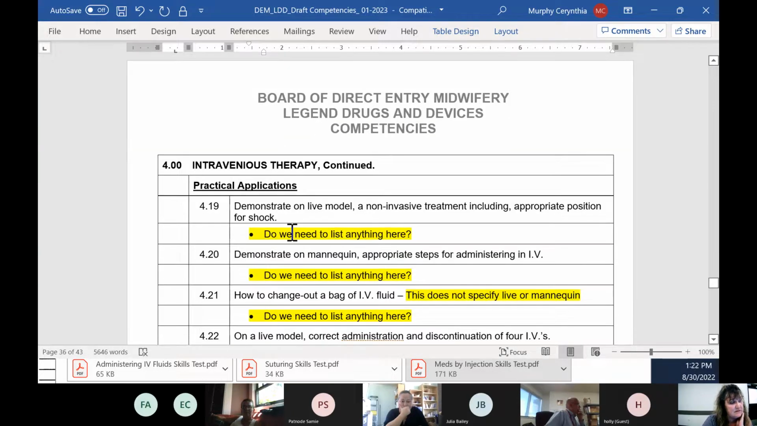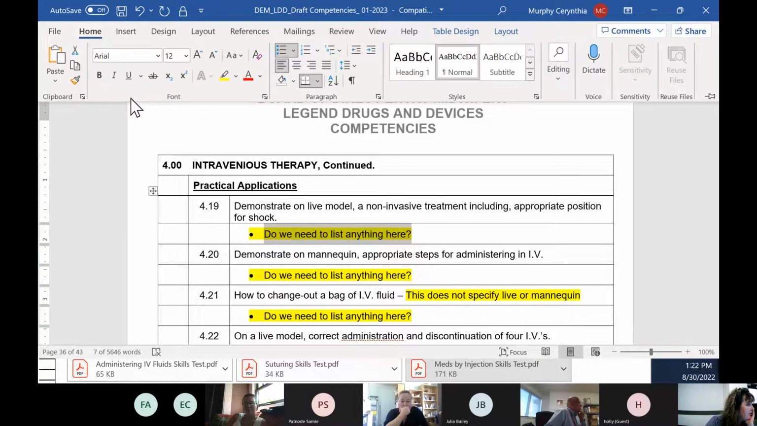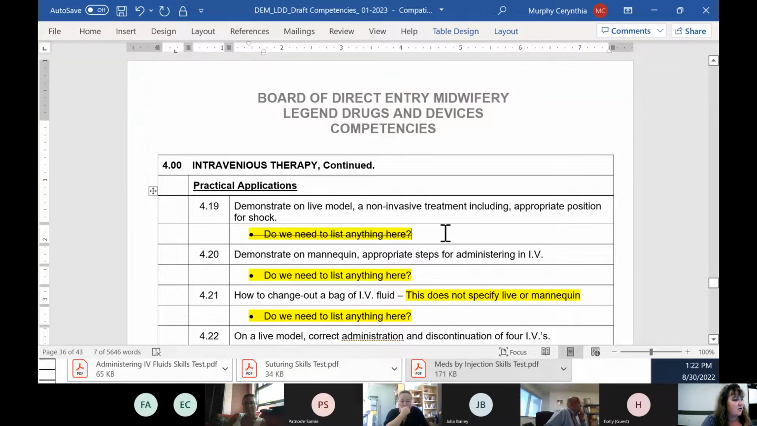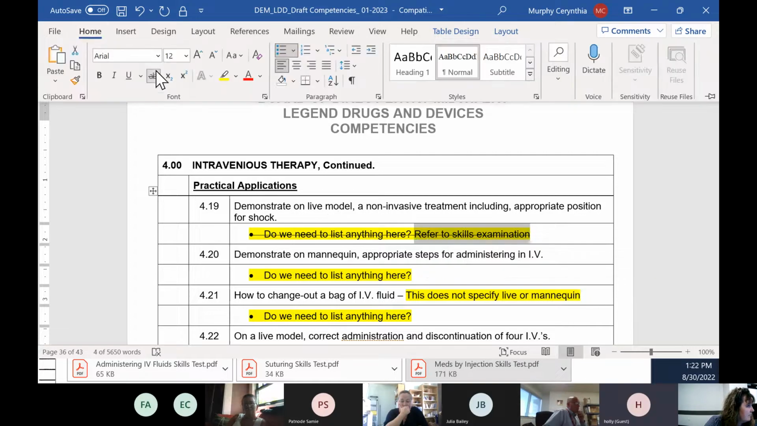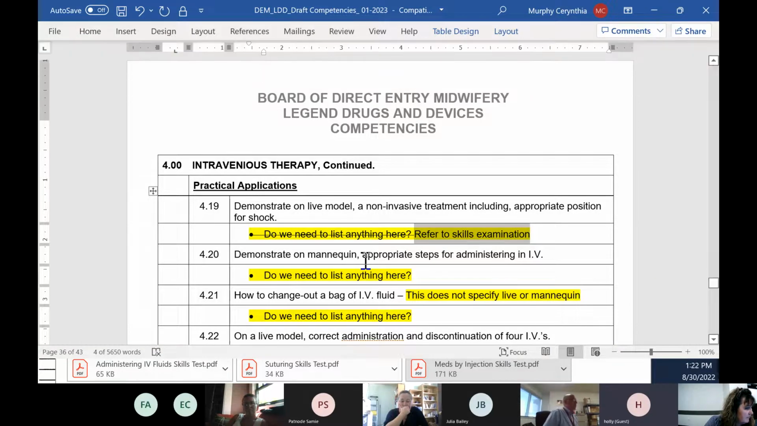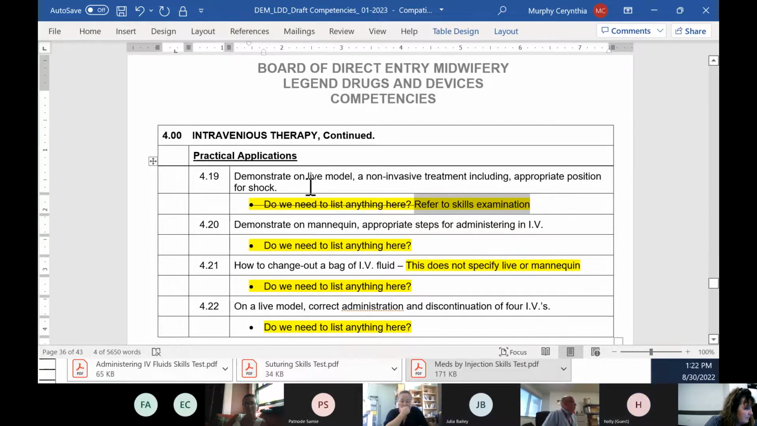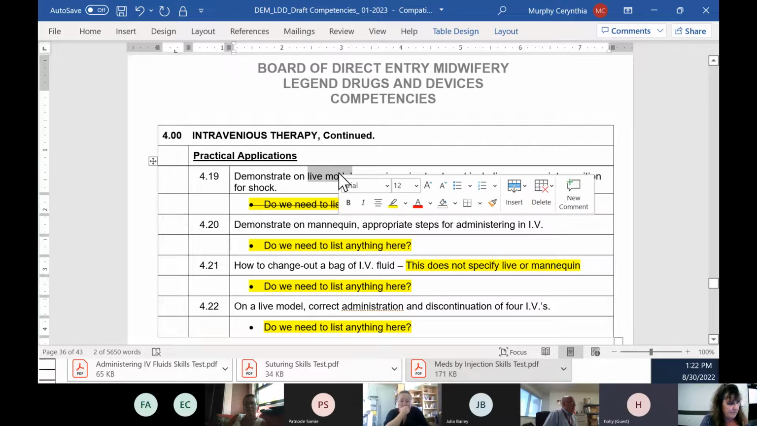Practical application. So we talked about removing this. We don't need to list anything here because it's going to refer to the skills exams. Except I'm not sure. I have never had anybody in my LD&D class on the test have the model lie down in that first one. Do you do that, Julia? No. So it needs to be more focused on starting an IV. So it needs to be on a mannequin?